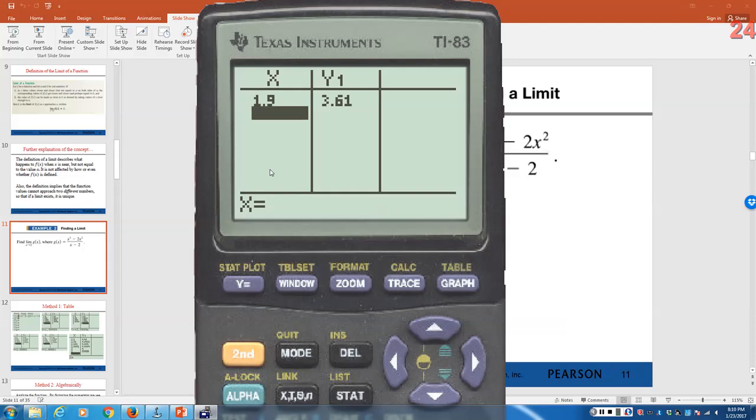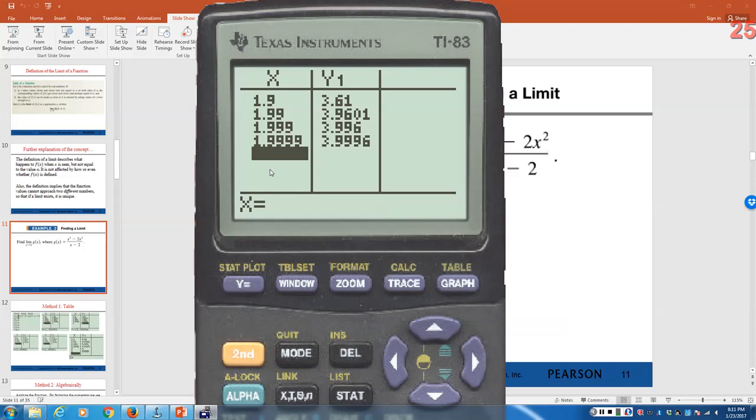And lo and behold, we get 3.61 again. So then we'll say, okay, let's get a little closer. 1.99, 3.9601. 1.999, 3.996. 1.9999, 3.9996.